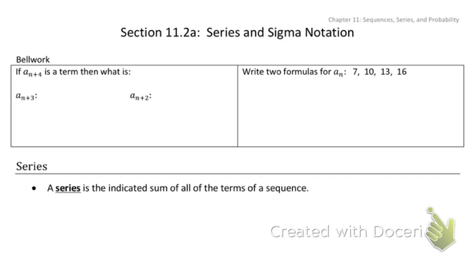Liv? The term before a sub n plus 4. It's going to be the term before because it's one less. If n plus 4 is the one I'm looking at, n plus 3 must be a number 1 less. Like if my n was 2, 2 plus 4 would be, I'm looking at my 6th term, 2 plus 3 would be my 5th term. So a sub n plus 3 would be one term prior.